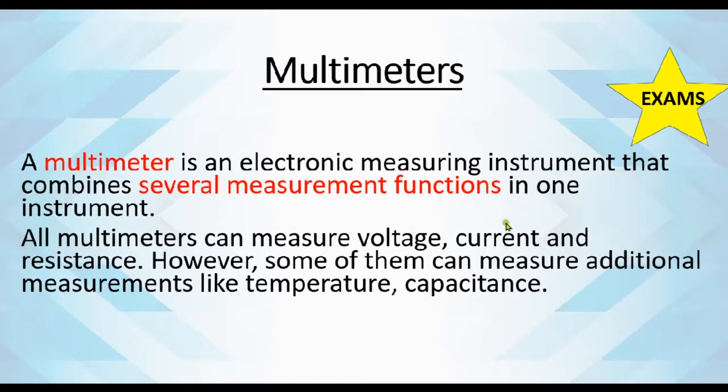The first of our instruments that we're going to be looking at today is the multimeter. A multimeter is a device that is used to measure different values and that combines several measurement functions in one instrument. All multimeters can measure voltage, current and resistance. However, some of them can measure additional values, for example, temperature and capacitance.